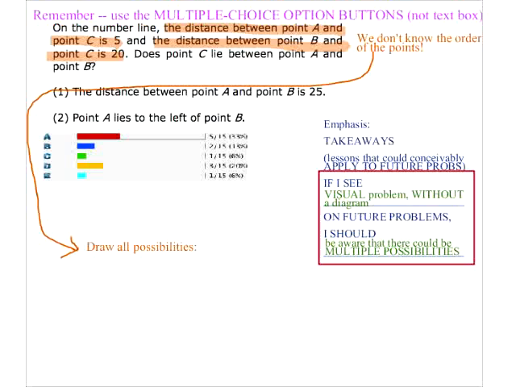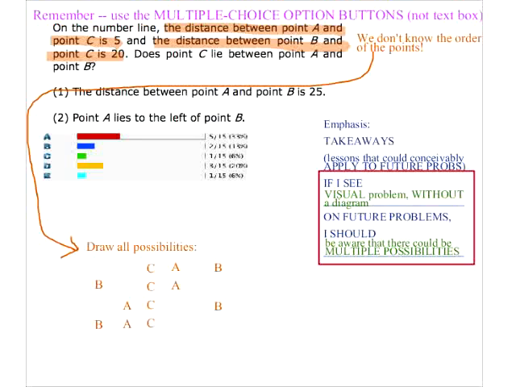So let's put C in the middle, because C is the one that's related to both of them. And then A or B, we have the distances are fixed, but we have this freedom of placement where they could be either on the left or on the right. So A is closer. You could put A on the right, or you could put A on the left. And then B is farther away, but B could be on the right, or B could be on the left. So there's our 4 possibilities.